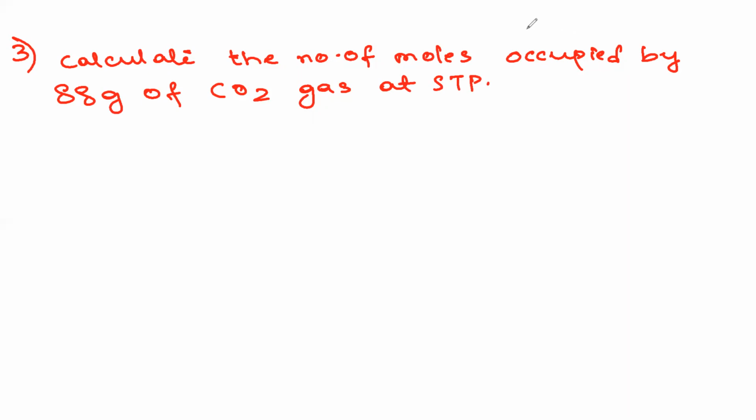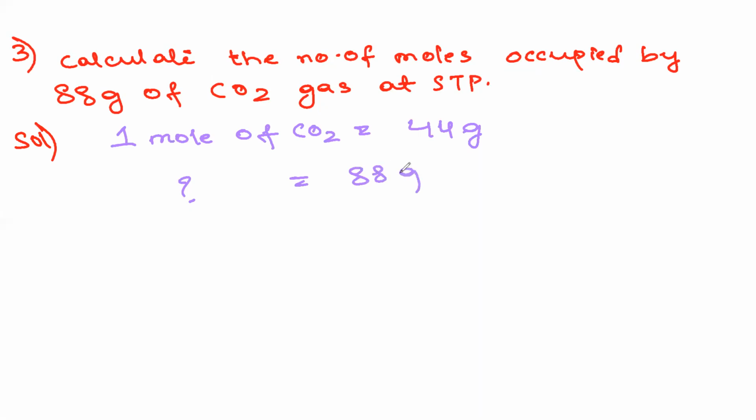Already we know 1 mole of carbon dioxide. Directly options I'm not giving, directly the answer. Solution. So 1 mole of carbon dioxide contains 44 grams. So 88 grams is equal to how much? Because the given weight is 88 grams. So simply you can say 88 divided by 44. So it is equal to 2 moles. So this is a question related to weight with respect to number of moles.